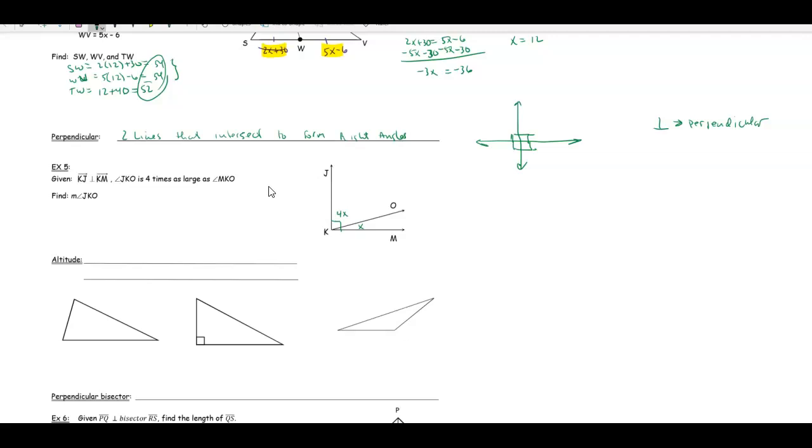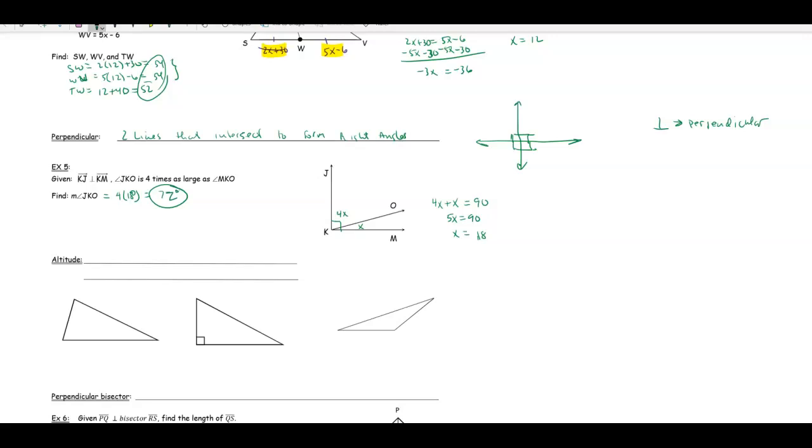Well, the first thing I have to do is find X. So what do these 2 angles have to add up to? Well, 4x plus x equals 90. 5x equals 90. So x is equal to 90 divided by 5, which will give you 18. So now to find angle JKO, all I have to do is take 4 and multiply it by 18. And right away that would give you 72. So angle JKO would be 72 degrees.